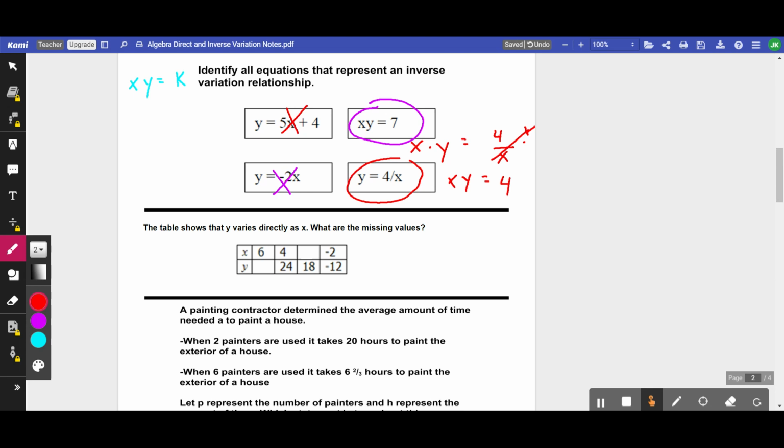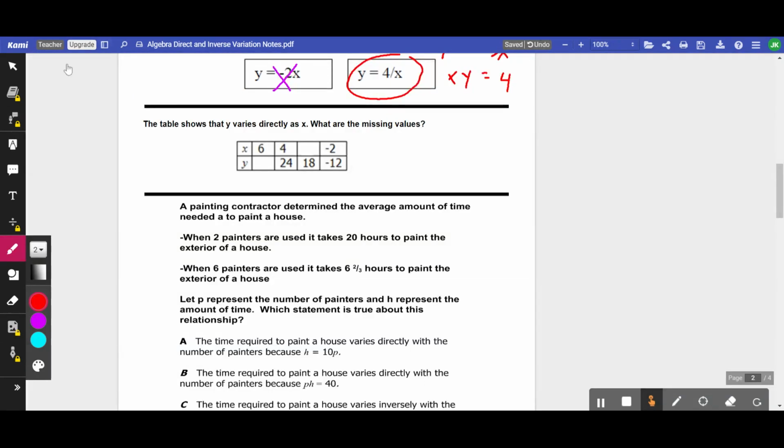And then for the next one, you have this table here. It says the table shows that y varies directly as x. What are the missing values going to be here? For this one, if you remember, your d's go together. So it's direct divide. I'm just writing this because it will help you with the tables and a set of ordered pairs also. Just make sure when you're dividing them, you're doing y divided by x.